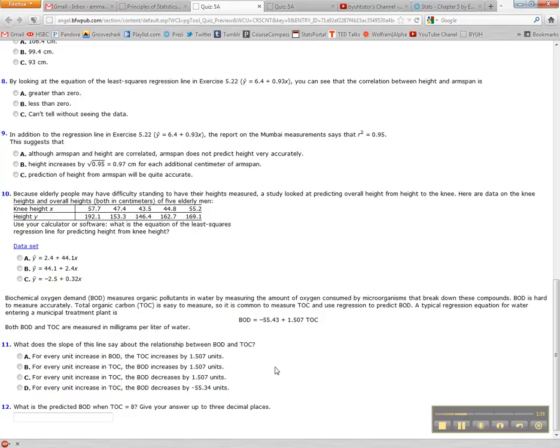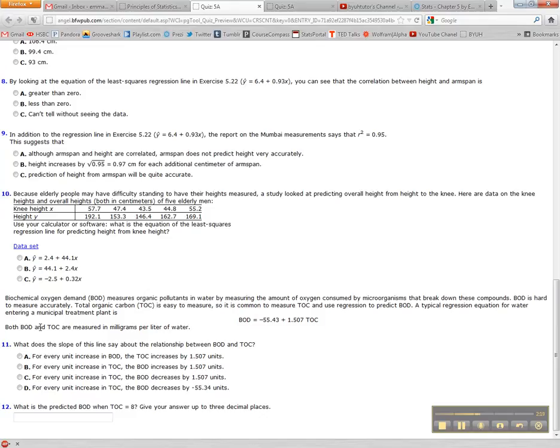And then question number 11 follows the same kind of theme. It's trying to teach you about the least squares regression line and what the slope does and what the y-intercept is. So number 11 says biochemical oxygen demand, BOD, measures organic pollutants in water by measuring the amount of oxygen consumed by microorganisms that break down these compounds. BOD is hard to measure accurately. Total organic carbon is easy to measure, so it is common to measure TOC and use regression to predict BOD. A typical regression equation for water entering a municipal treatment plant is, so there's our least squares regression line, right? TOC would be our x and BOD is our y.